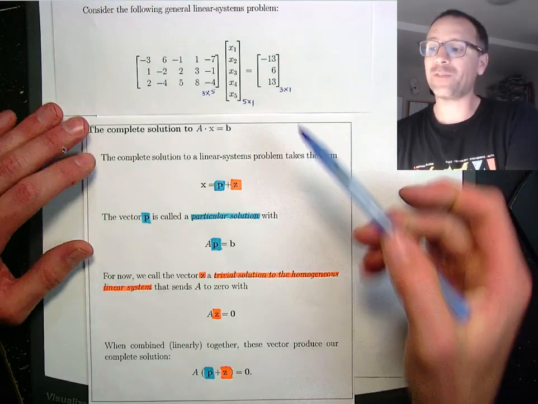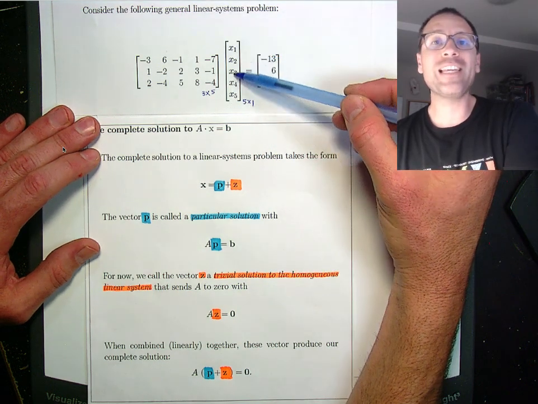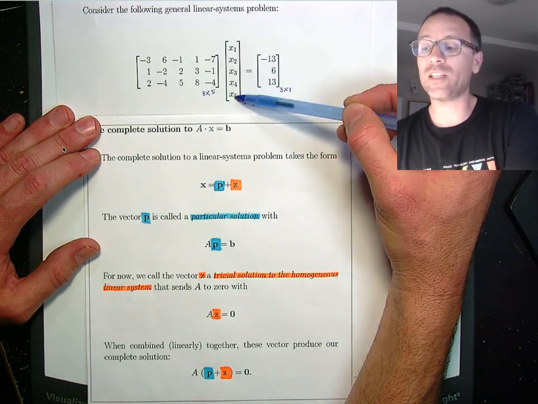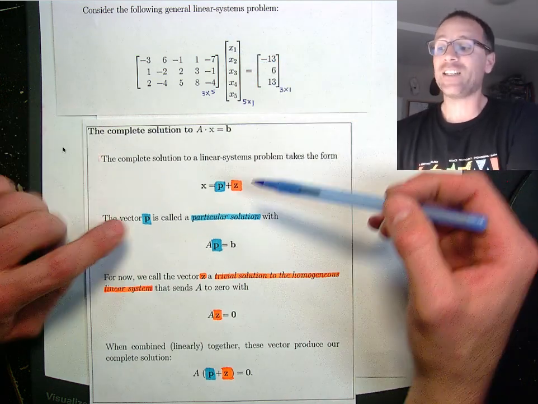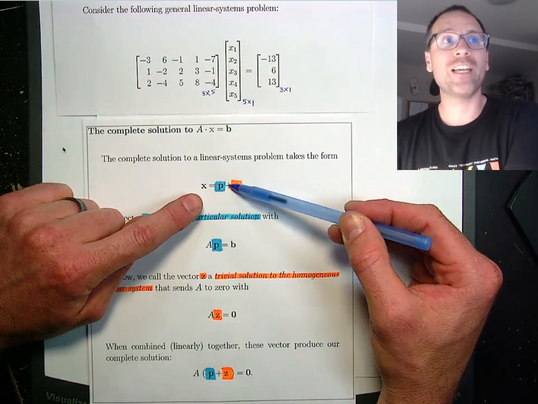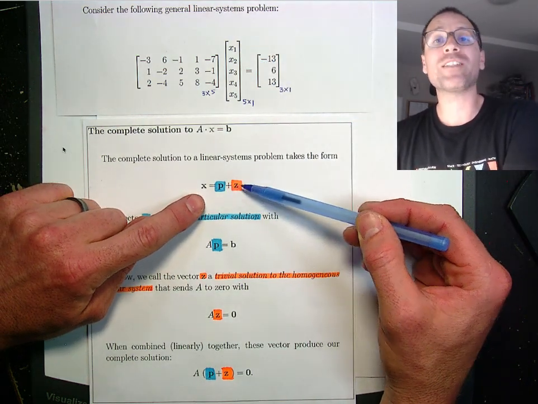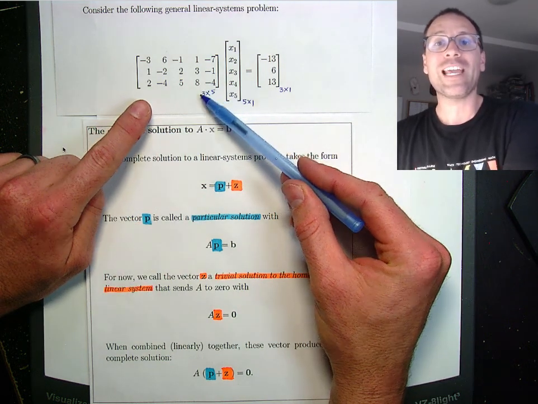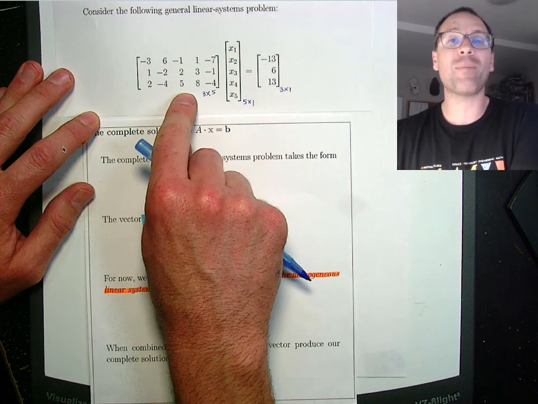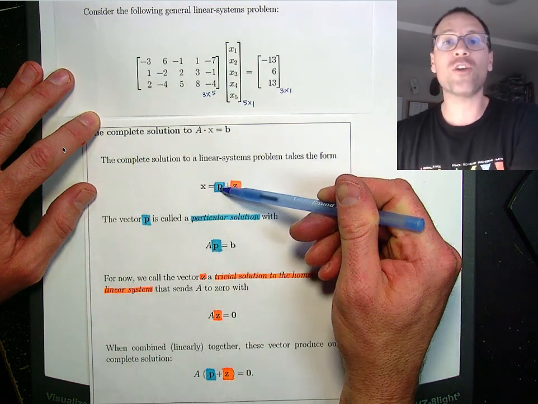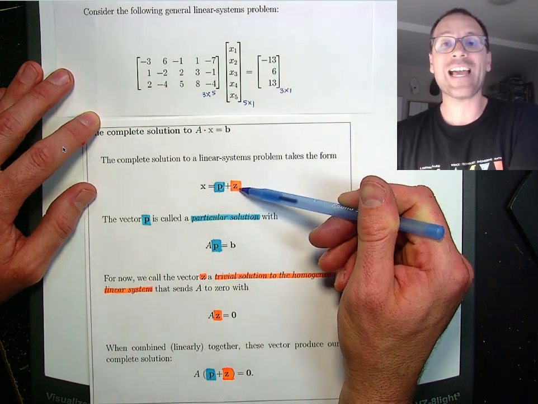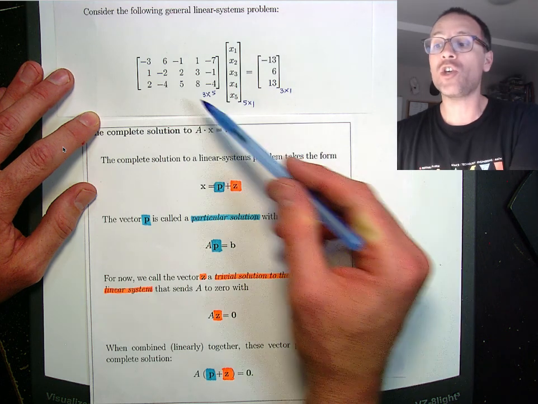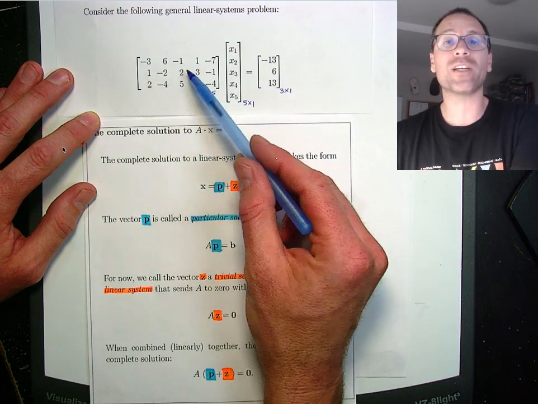We recall from our last video that the complete solution to this linear system takes the form of the template: a particular solution, plus a solution that gets sent to 0 by my matrix. In this video, we're going to use this example to study how to generate both the particular and trivial solutions using information in the matrix A.